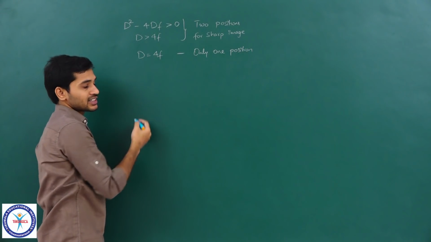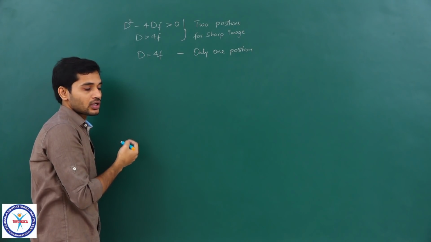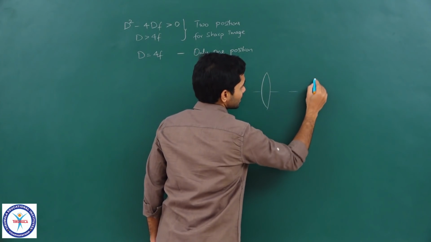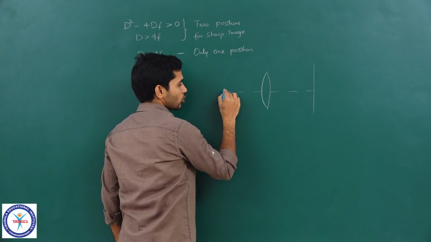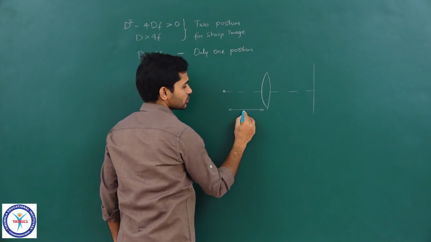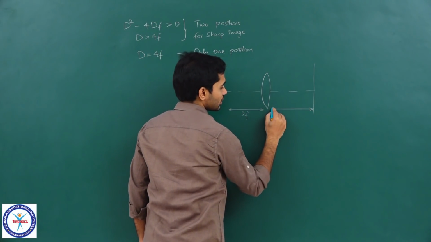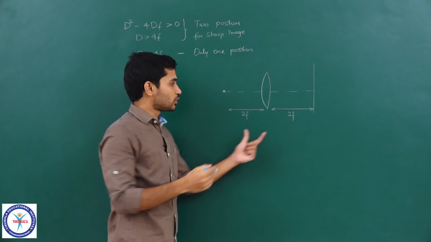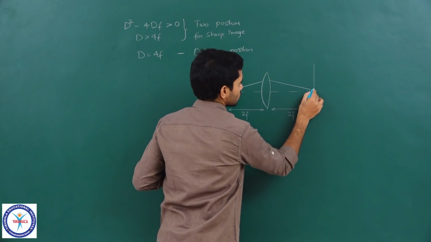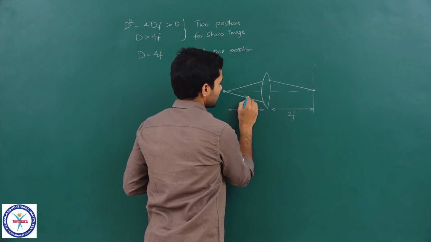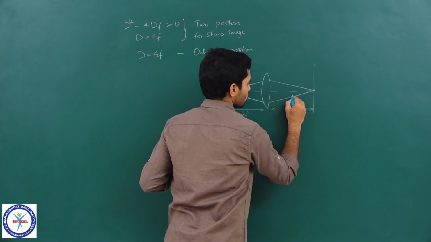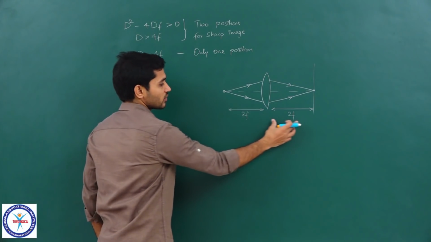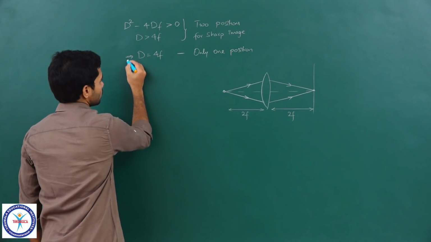When d is equal to 4f, why are we getting only one position for the image? The reason is something like this. In that scenario, you will observe that if this is the screen and if this is where the object is. You know this already, right? When the object is at a distance of 2f, the image will also be formed at a distance of 2f. So, that is this scenario. This will be 2f and this will be 2f. So, the image is formed on the screen in this manner. The light rays which are striking the lens will go and converge on the screen, and this length will be 2f and this length will be 2f. That is what this scenario represents.